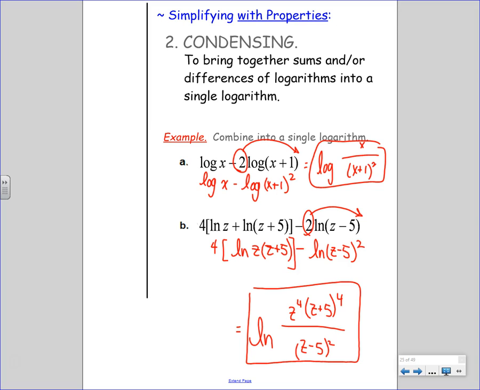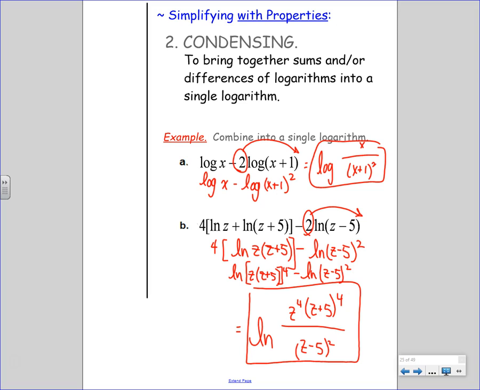So far I used the power property. Sorry, go ahead. Do you put it to the 4th power then? The whole thing? So ln of Z times Z plus 5, all raised to the 4th? So if it's all raised to the 4th, what does that mean?